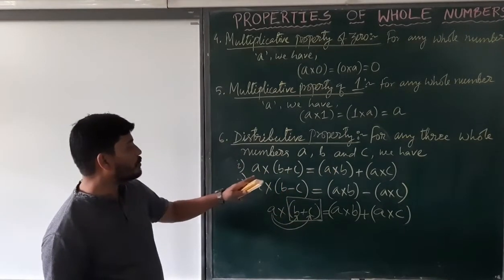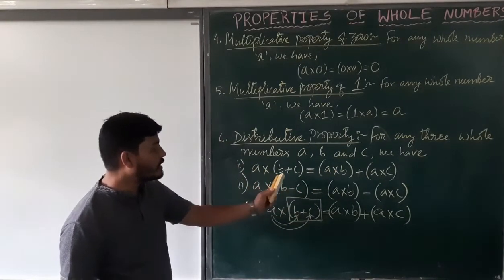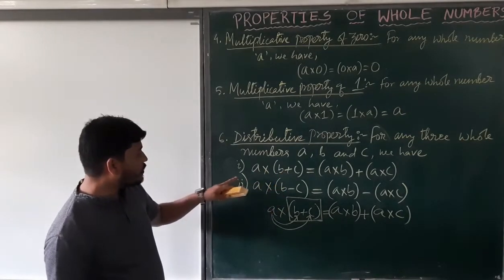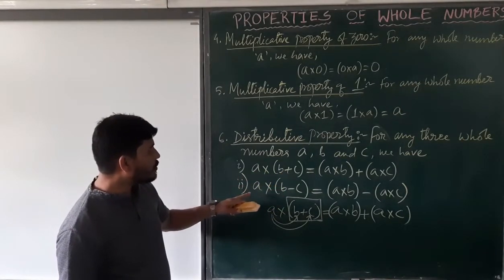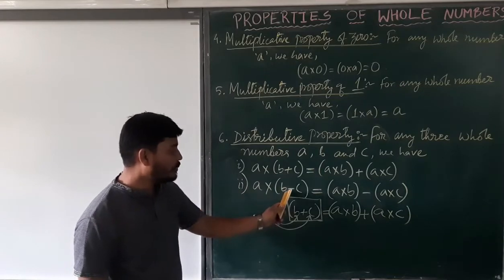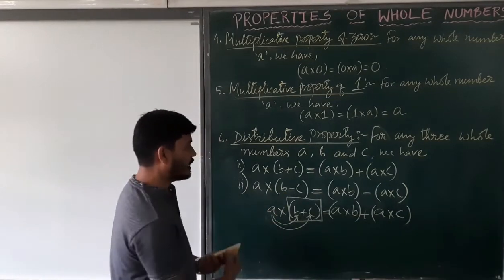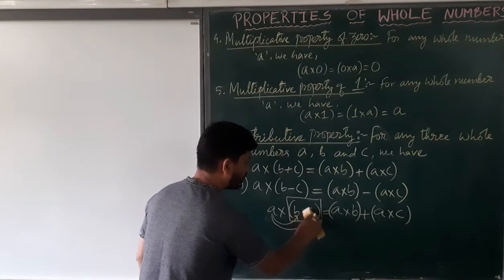This is distributive property of multiplication over addition. And we also have distributive property of multiplication over subtraction. In the same way we get the relation.